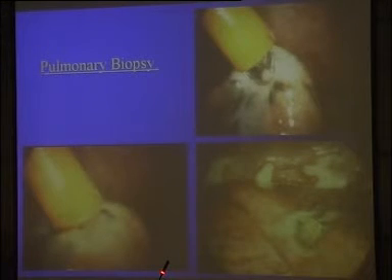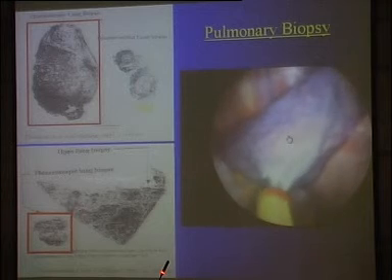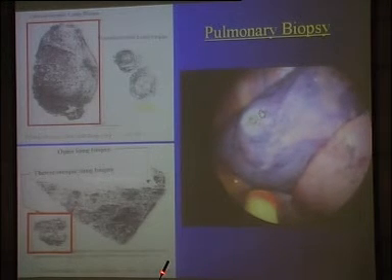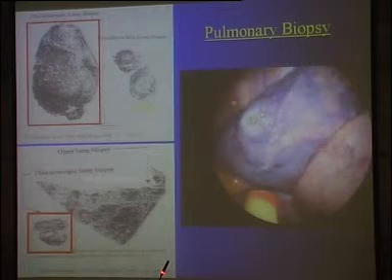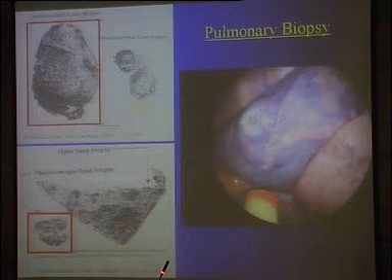The method is easy. You grasp the lung, you pull the lung, and you apply a gentle coagulation, around 20 to 40 watts, and you get a scar without bleeding, without air leak, etc. It's like this in a live situation. It takes 10 seconds, okay? You have here a thoracoscopic lung biopsy.